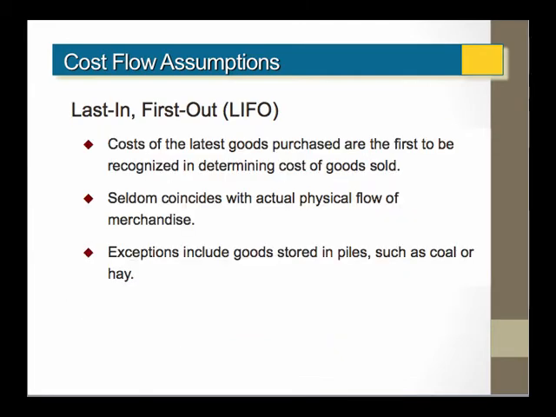The alternative method is opposite to first in, first out, which is called last in, first out. The cost of the latest goods purchased are to be used to recognize cost of goods sold first. So in other words, the most recent purchases are cost of goods sold, and the older purchases are left in ending inventory. This method very rarely follows the physical flow of a company's inventory. So let's try and take a look.